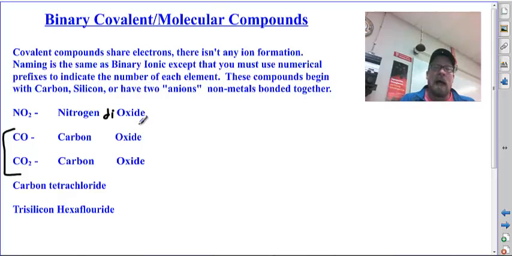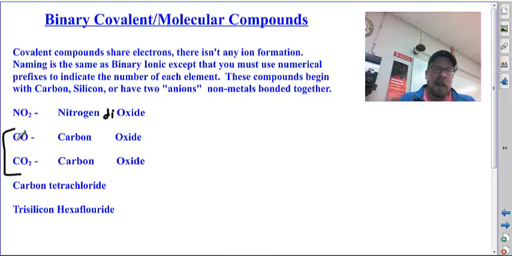Okay. I wouldn't count you wrong initially if you said mononitrogen dioxide, but I would indicate in the beginning of our unit to not say mono. And then by the time we got to the test, I would expect that you understand that.